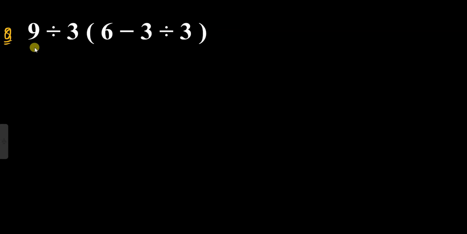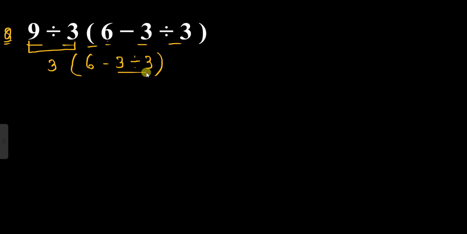Here's the question. 9 divided by 3, bracket, 6 minus 3 divided by 3. So let's solve it. First, we'll solve 9 divided by 3 equals 3. Inside the bracket, 6 minus 3 divided by 3, bracket close.